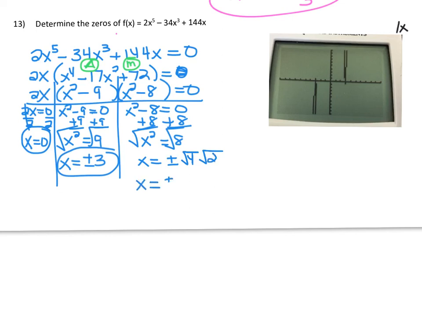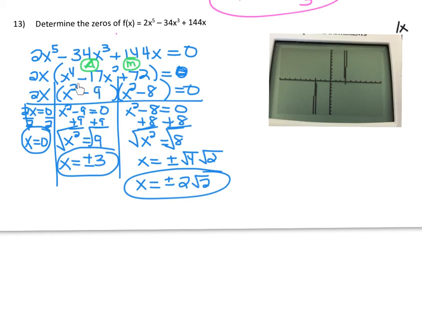x equals plus and minus. Now the square root of 4 is 2. And I'm just going to bring down my radical 2. Okay, so these are my final 2 answers. Positive 2 radical 2, and negative 2 radical 2. So altogether, we did wind up with 5 answers.